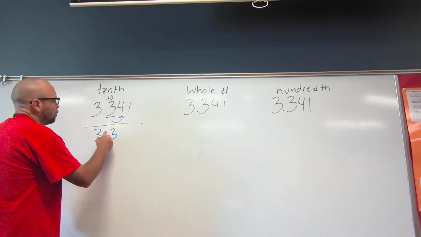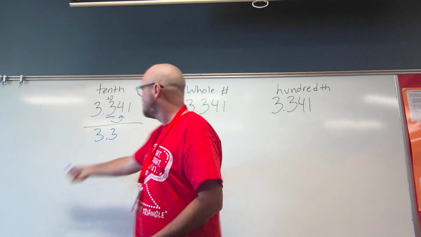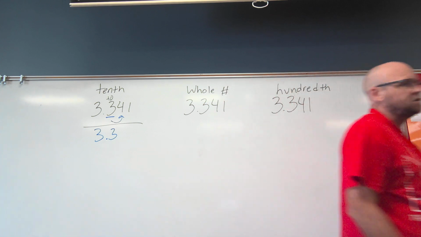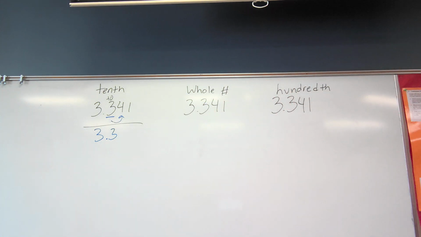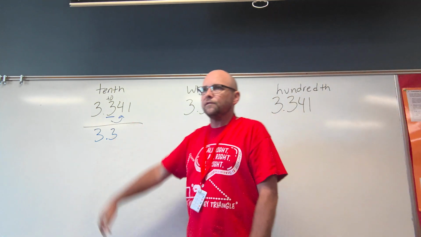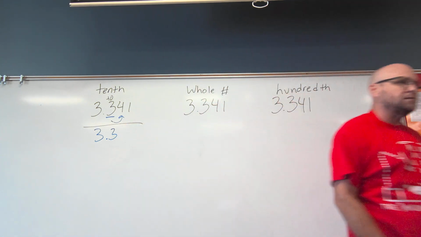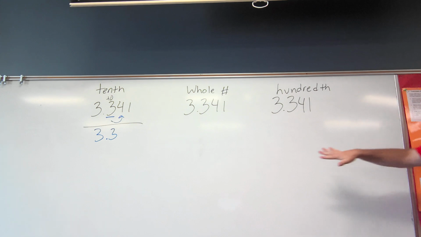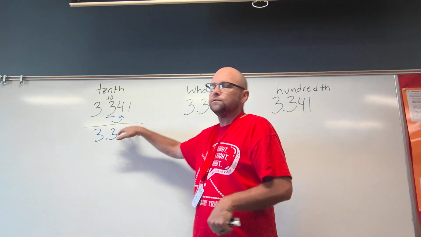So this will be 3.3. I could put 3.300, but that doesn't change the value. That's like having 3 and 3/10. I'm going to add 0 hundredths. I'm going to add 0 thousandths. So I'm not adding anything to it by putting zeros in these place values.